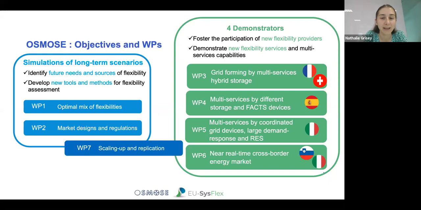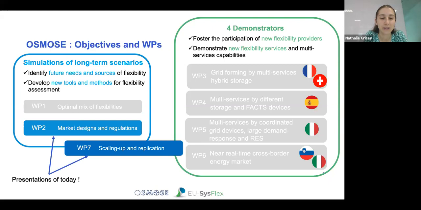Today you will have two presentations from OSMOSE. The first one will be more related to the modeling that we are doing related to the distributed flexibilities. And the second one will be on a demonstrator that we have on a flexibility scheduler. So enjoy the presentation. Thank you.